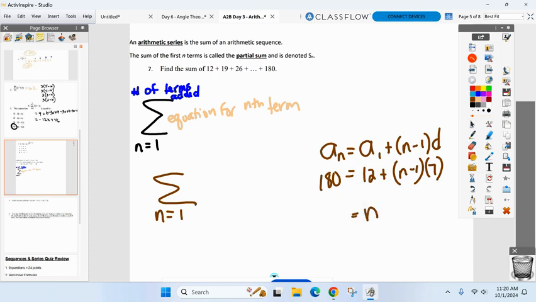What do we get for n? 25. 20? 5. So that means 180 is the 25th term. So all together we're adding up 25 terms.